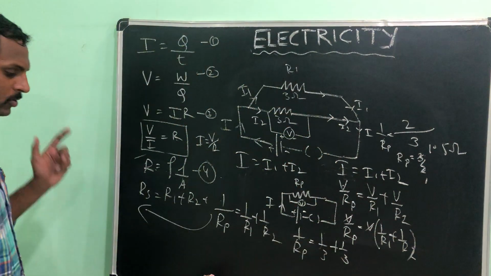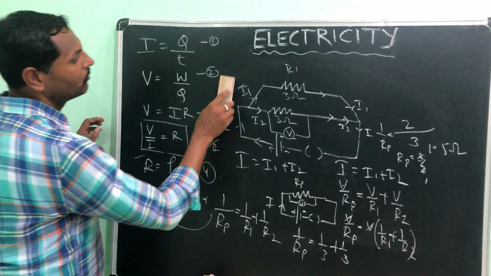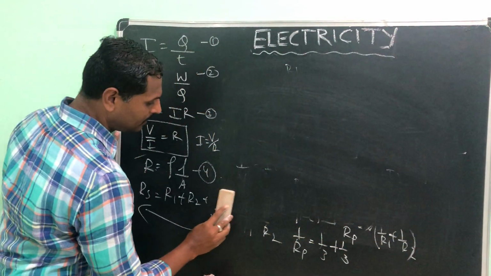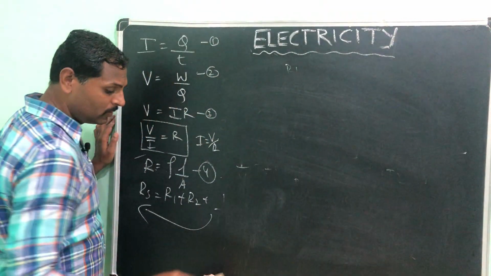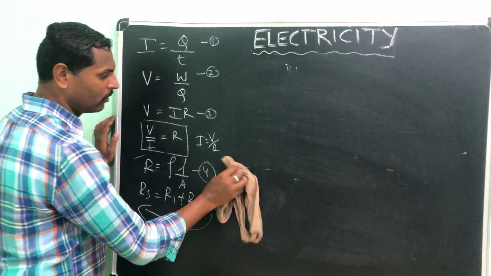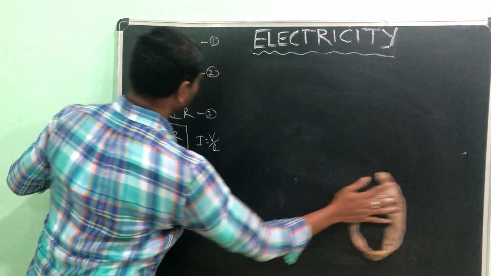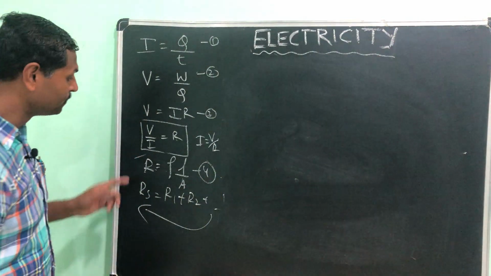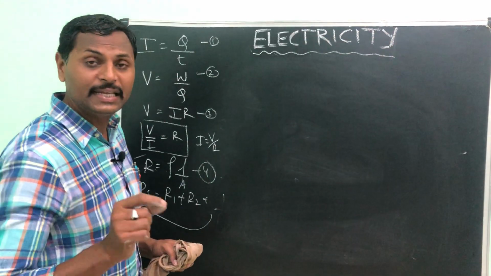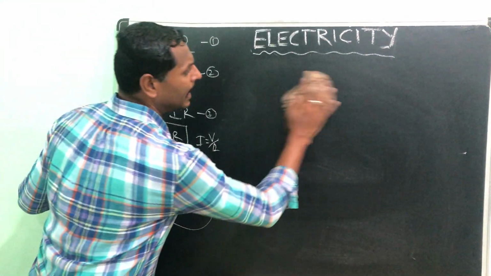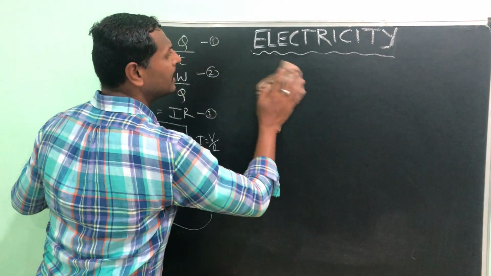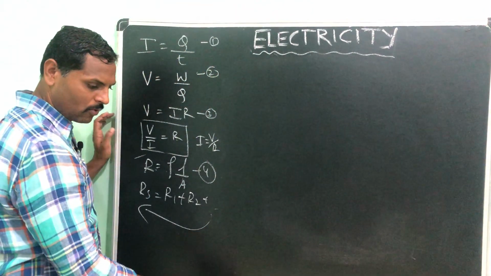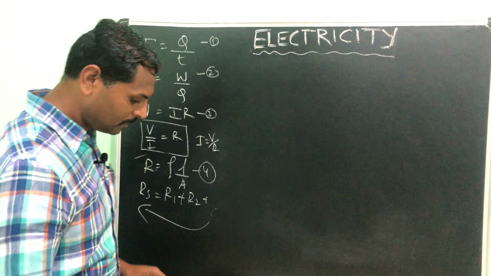Okay, understood? Okay then. So, we got totally so many formulas here, and the numericals related to it we will discuss in another video. Especially numericals related to Ohm's law, it may be resistance, it may be resistivity, it may be resistances connected in series and parallel, and entire numericals related to the electricity lesson we will discuss in another video. Okay, all right then.